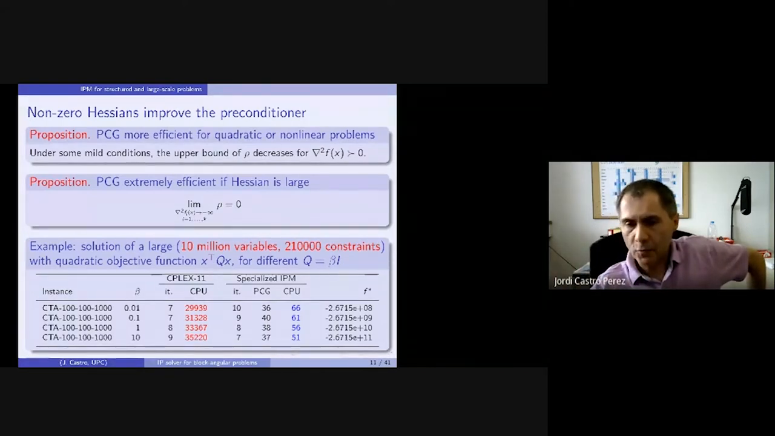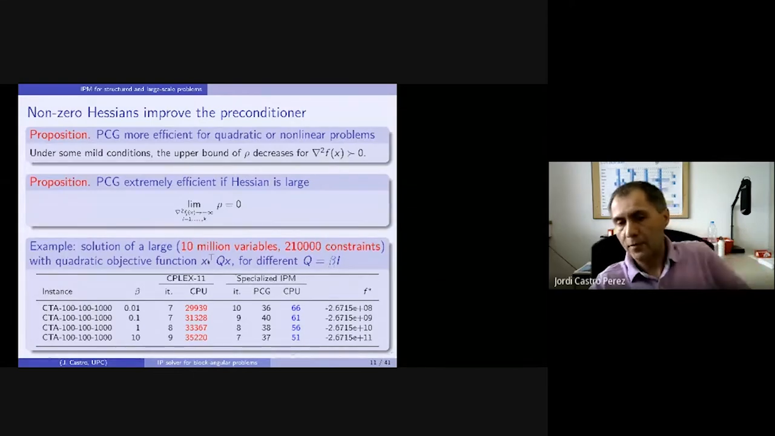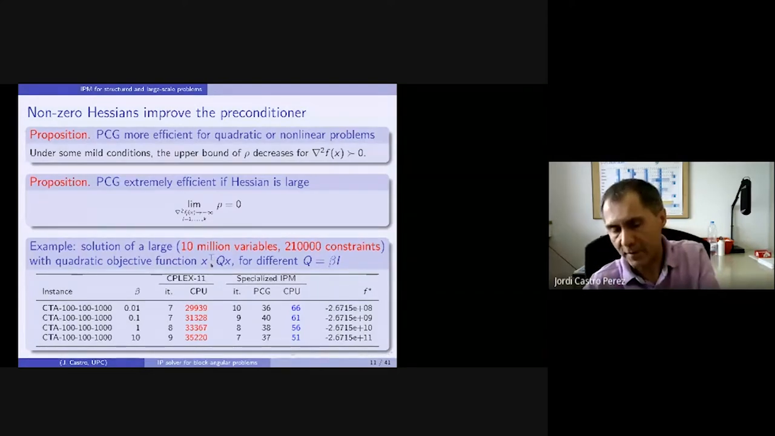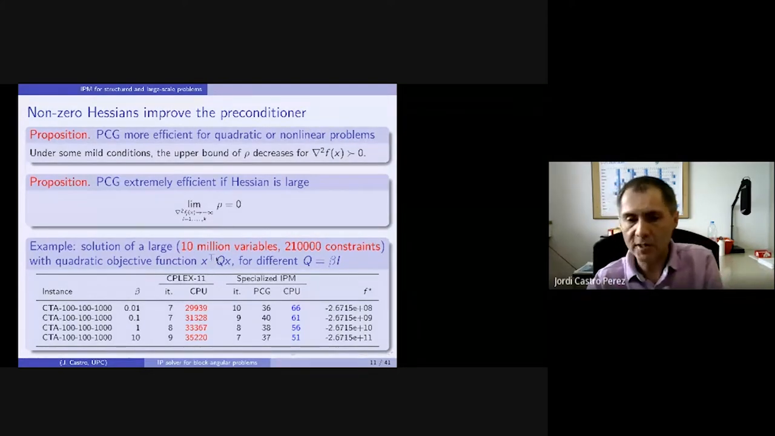This is an instance with 10 million variables and 200,000 constraints. And here we solved the problem for different values of the quadratic term. The quadratic term was an identity multiplied by beta. The optimal point is always the same because we only have this quadratic term. But the value of the objective function at the minimum will change because we are modifying this beta, okay?